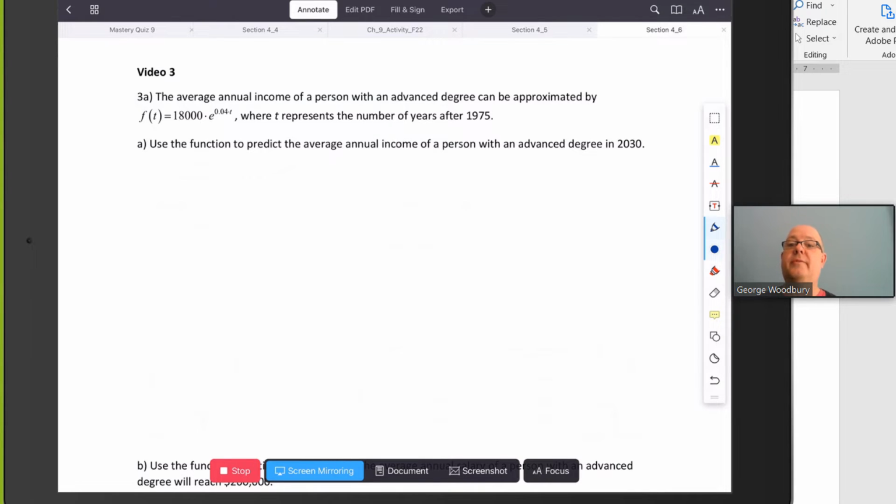The average annual income of a person with an advanced degree can be approximated by f of t equals 18,000 times e raised to the 0.04 t power, where t represents the number of years after 1975. Use the function to predict the average annual income of a person with an advanced degree in 2030.